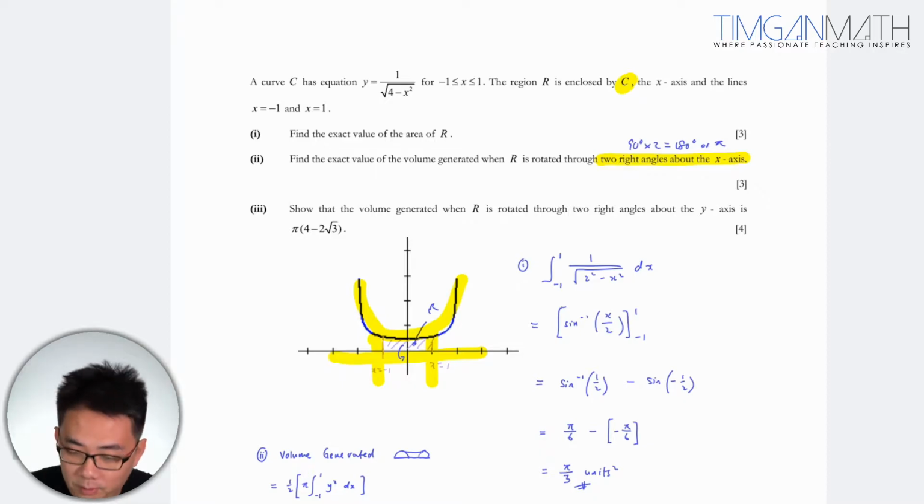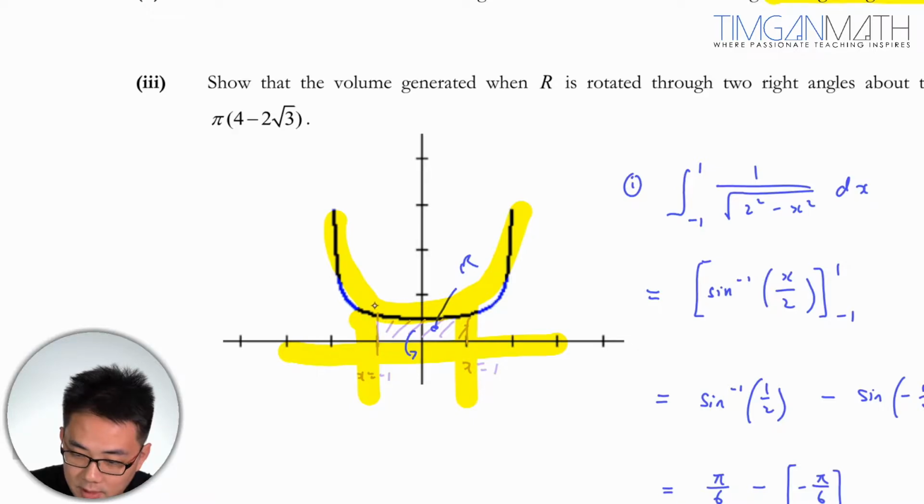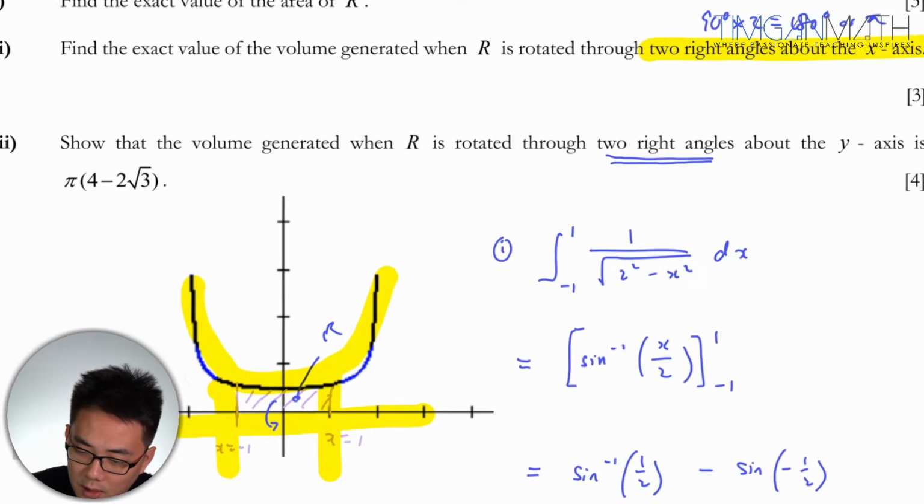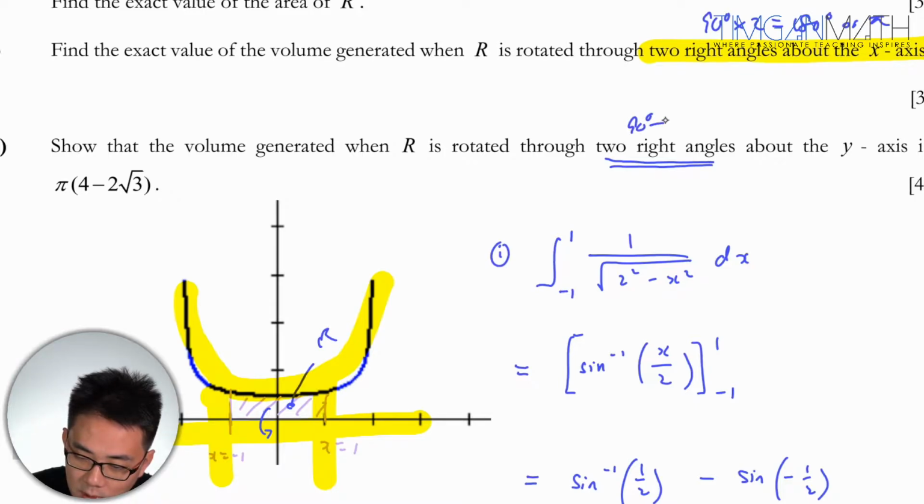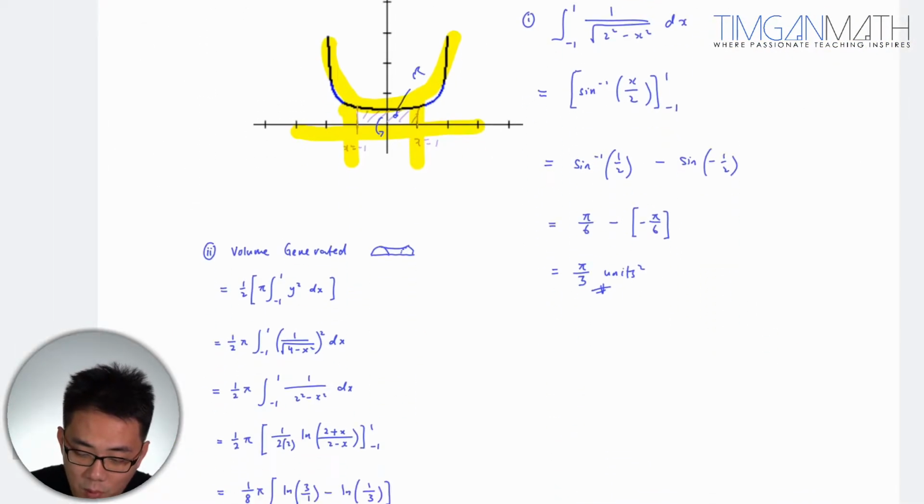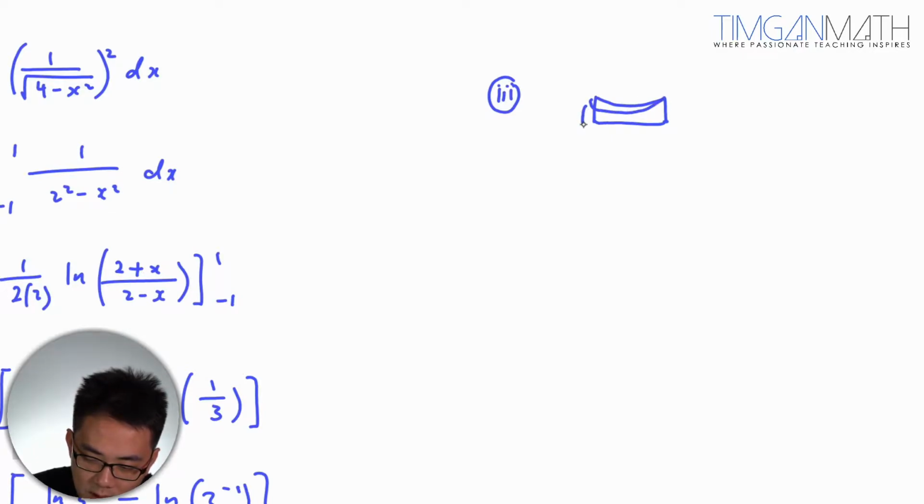So let's continue on with part 3. Part 3, we are told to rotate this about the y-axis, two right angles. Two right angles meaning 90 degrees times 2. Same thing with what we did with the previous part, which is we just need one. We don't need the full rotation. So if you could see, is something like that, just 180. Revolve about it is just half of it, right?